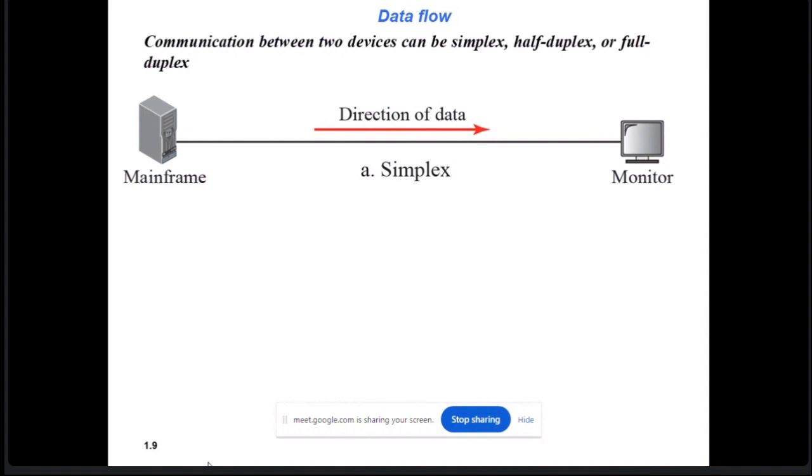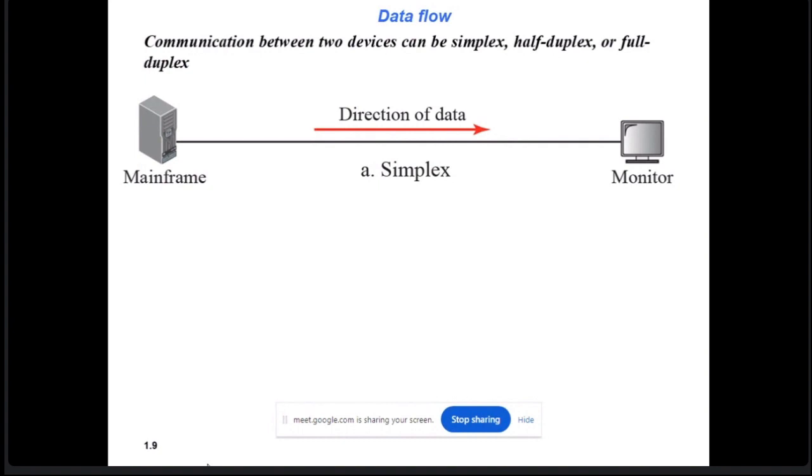One is simplex. What is simplex? It is a unidirectional mode, which means we can communicate one way only. Take two devices: one can transmit at a time, and the other can receive at a time.